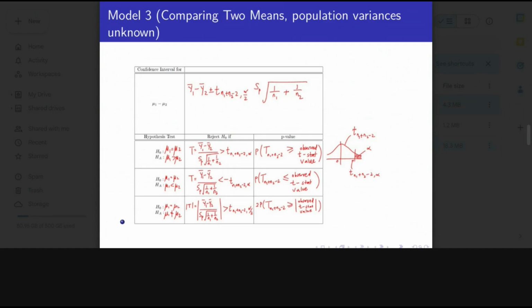So how do you test hypotheses? If you want to test whether mu1 is equal to mu2 versus mu1 is greater than mu2, this is a right side test. So you go and compute this test statistic, which I hope looks familiar to you as well. You take the two means and divide by this.